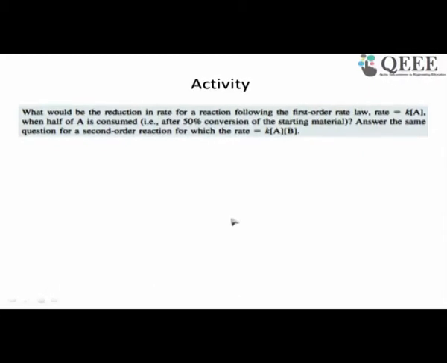So first, the question here is, what is the rate if 50% of the starting material is consumed? First, let's write what is the rate in the beginning. In the beginning, let's say the initial concentration of A is A0. Then the initial rate will be k into A0. So this is the initial rate. The question is, what is the rate after 50% of the starting material is consumed? If the initial concentration is A0, after 50% is consumed, that means A0 by 2, or 0.5 A0, is the concentration of the starting material remaining.